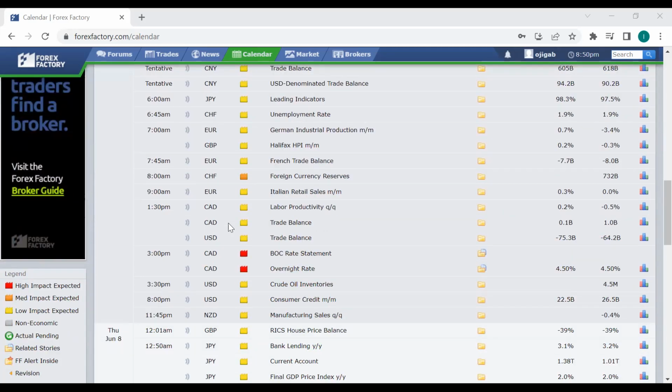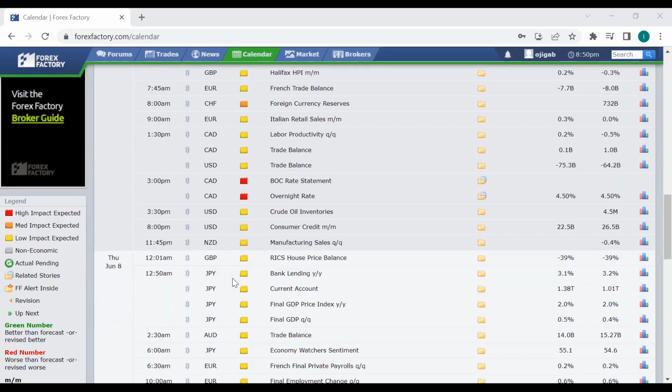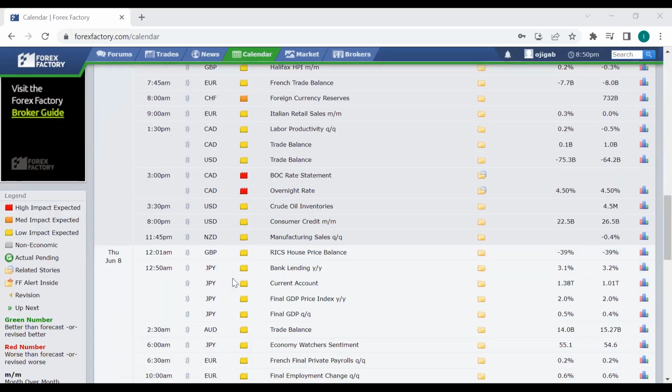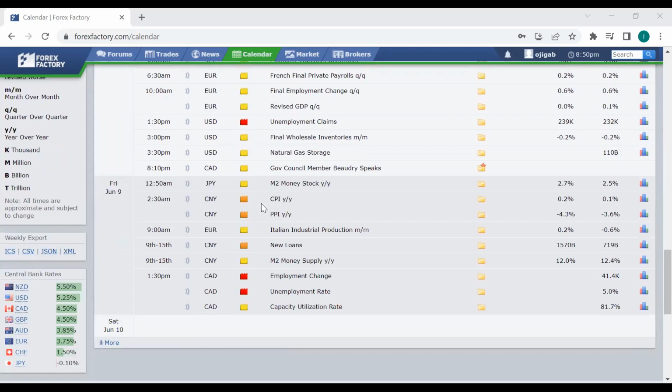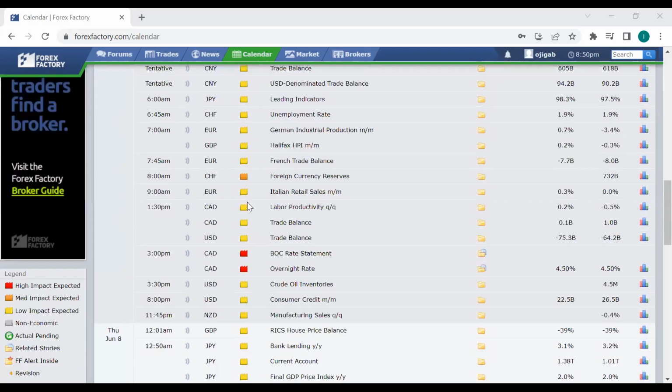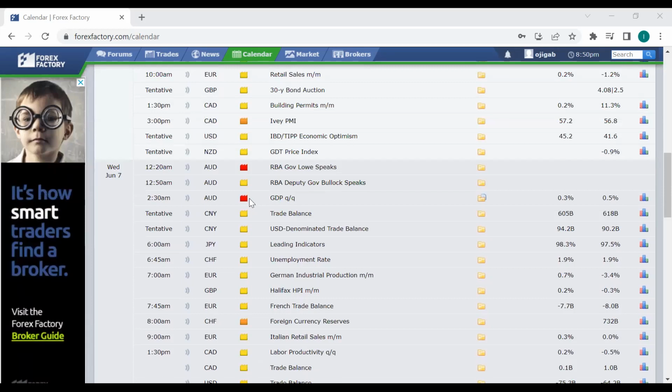Then the second interest rate decision for the week will be from the Bank of Canada. Will they be hiking? Well, the market says they may not be hiking interest rates, but we'll see how that plays out on Wednesday. Thursday is a clean run, and on Friday we'll also have the unemployment change for the Canadian dollar. So we will be planning our trades around these two interest rate decisions.